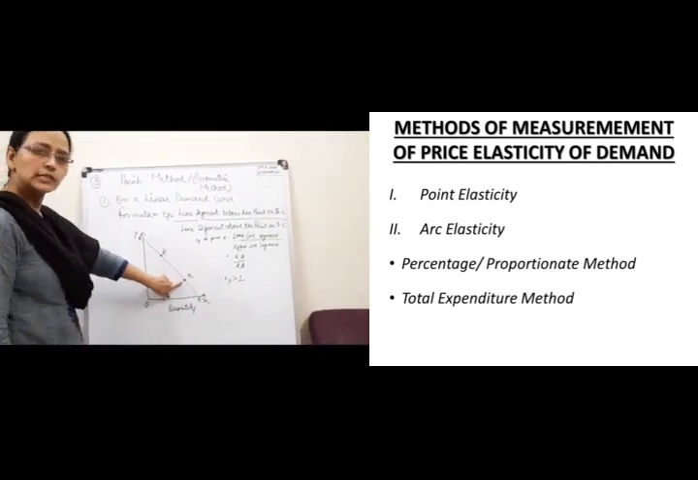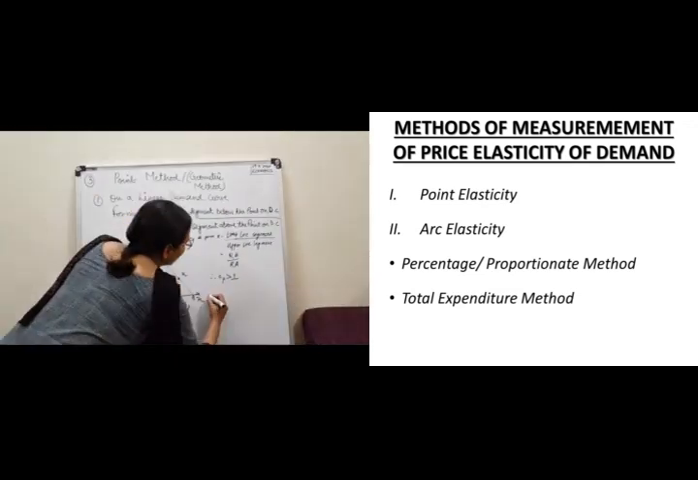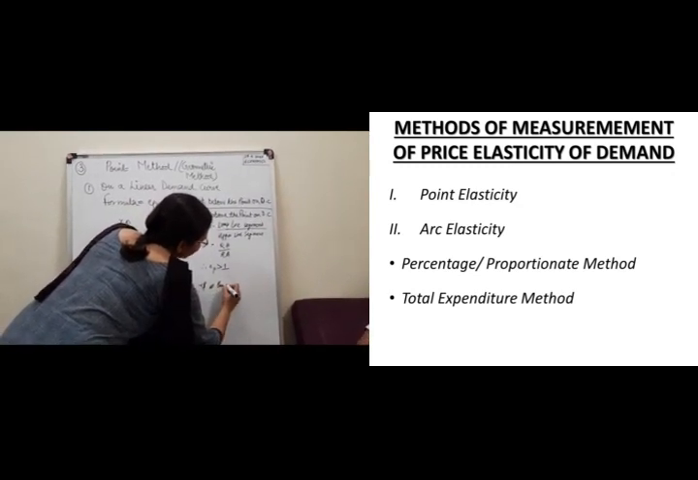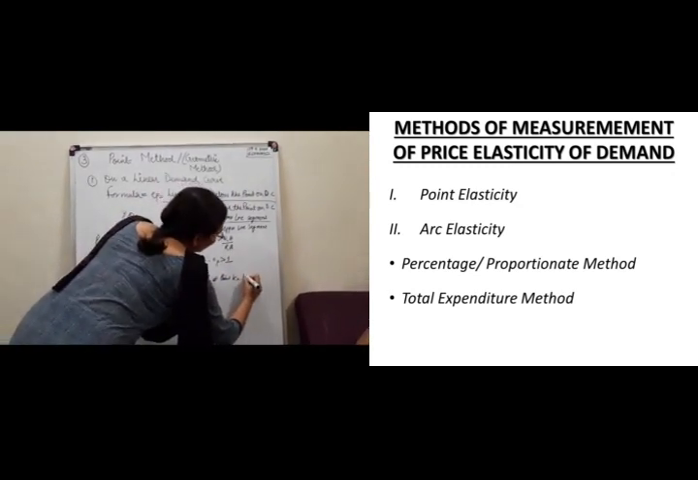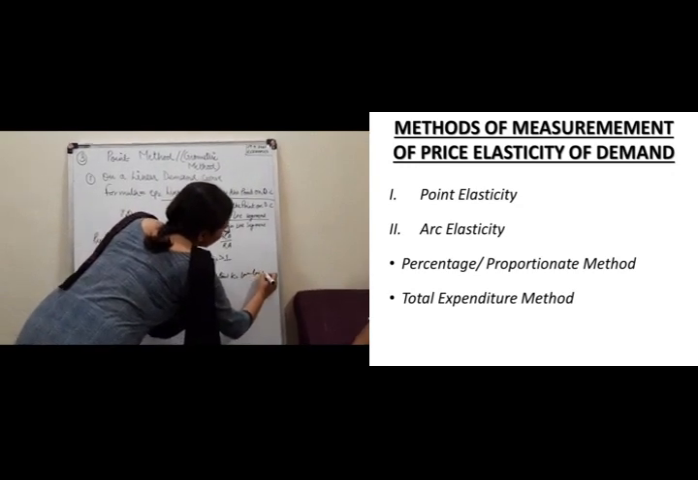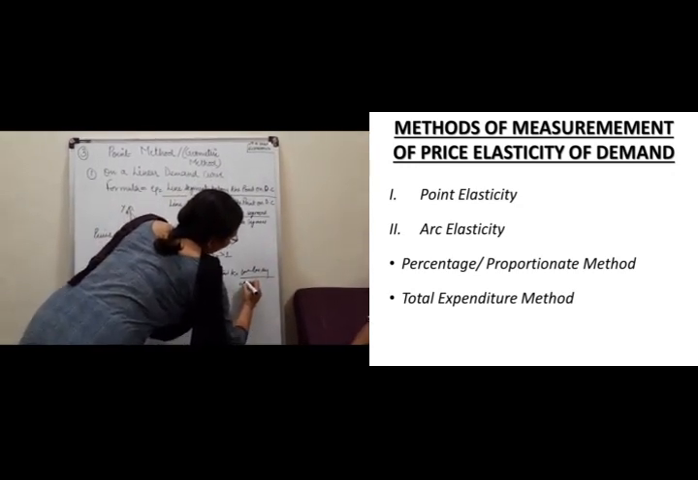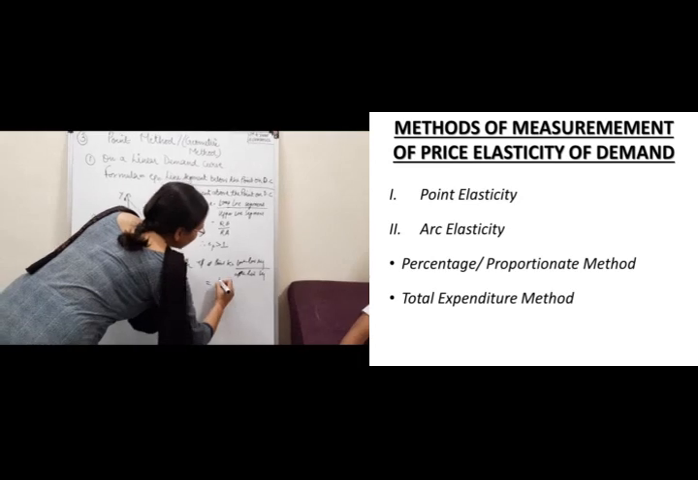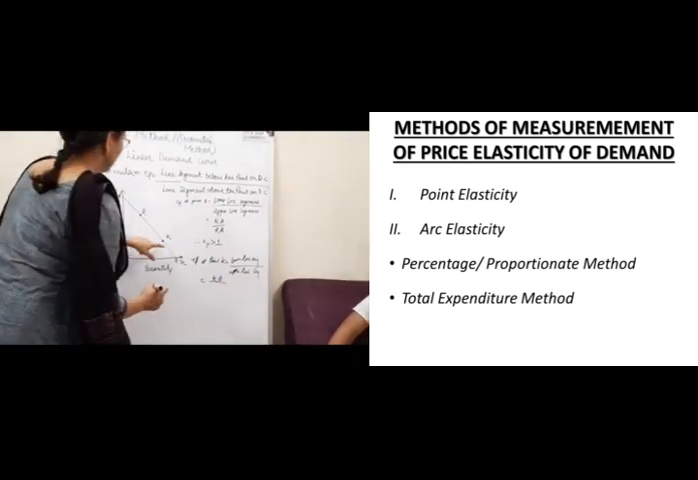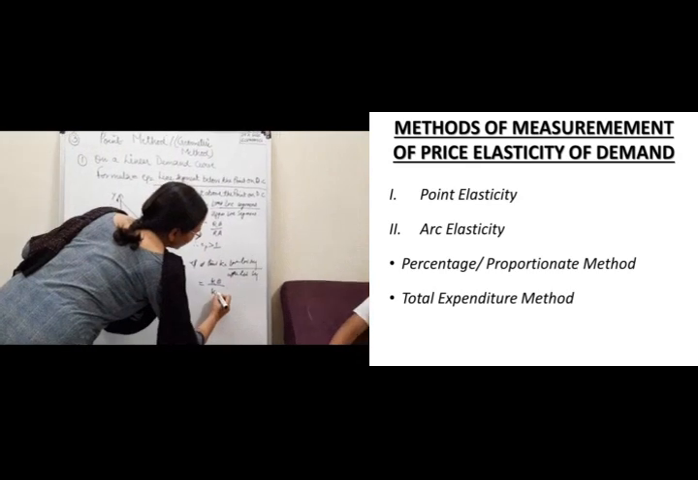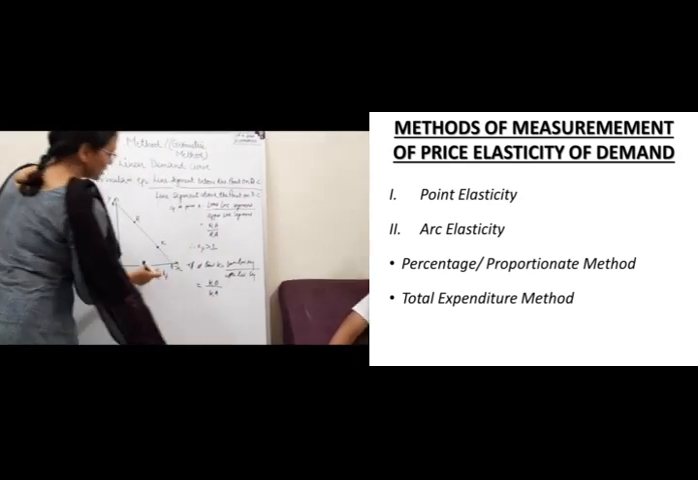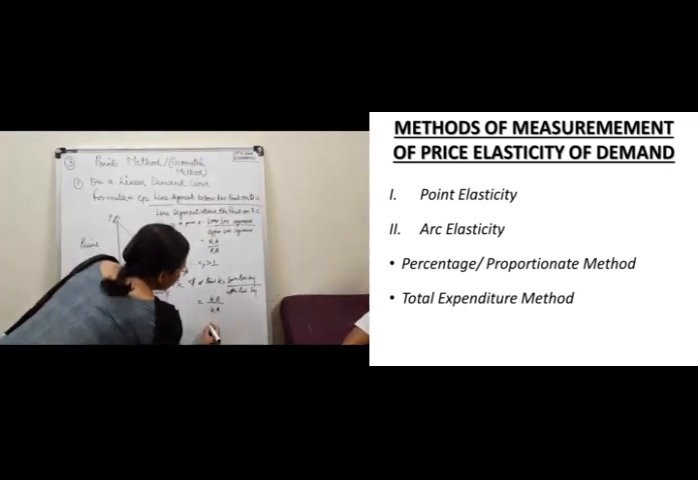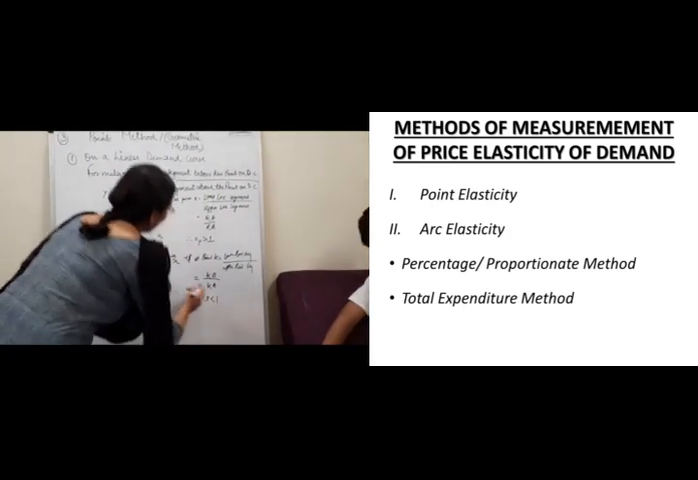Similarly, if you want to measure elasticity at point K, again EP at point K is equal to the lower line segment upon the upper line segment. This is equal to KB upon KA, right? And therefore, as it appears, this segment is smaller than this, so it proves EP will be less than 1 in this.